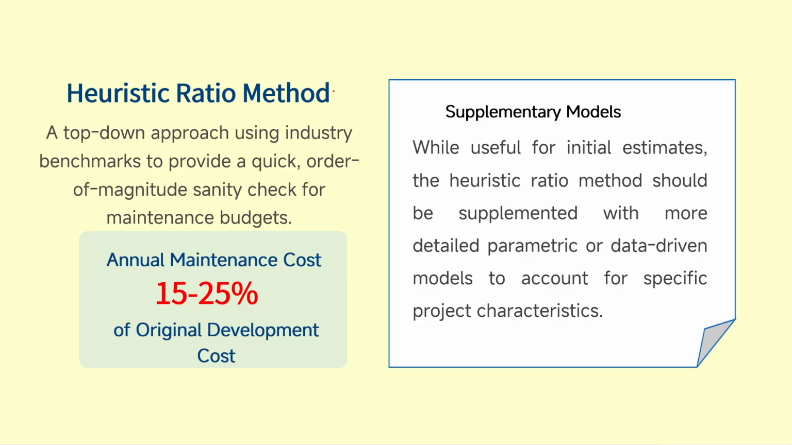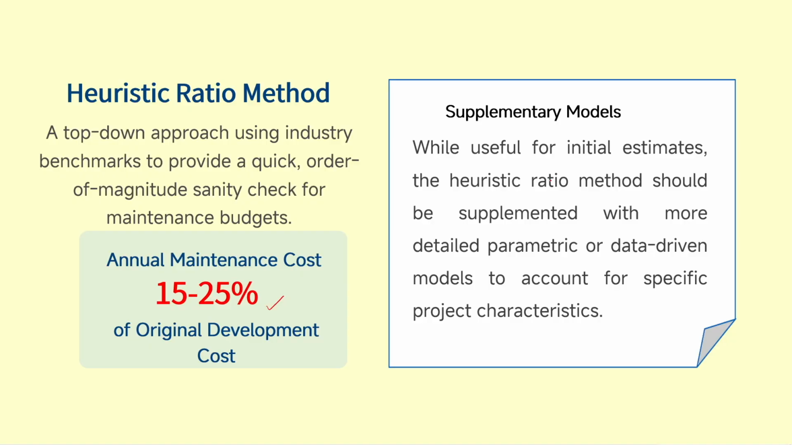So, there are several methods. Here we have listed 2 or 3. The first one is the heuristic ratio method. This is one of the top approaches used in the industry. It provides a sanity check before the maintenance budget. What it says is the annual maintenance cost is 15 to 20% of the original development cost. It is useful for initial estimates, and should be supplemented with more detailed parametric or data driven models.